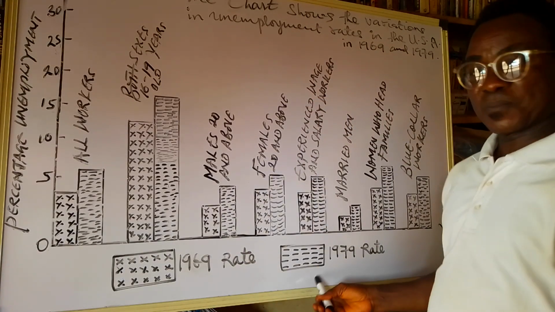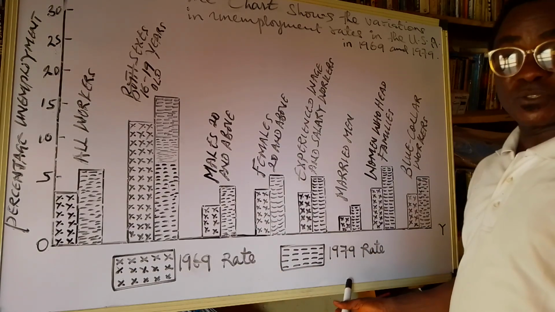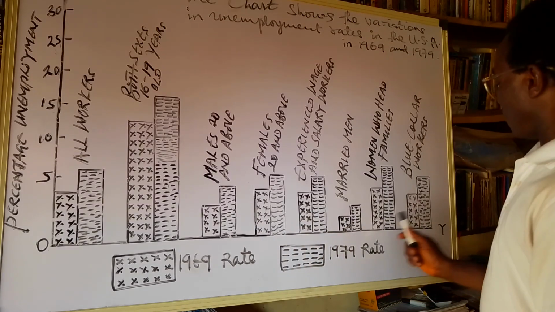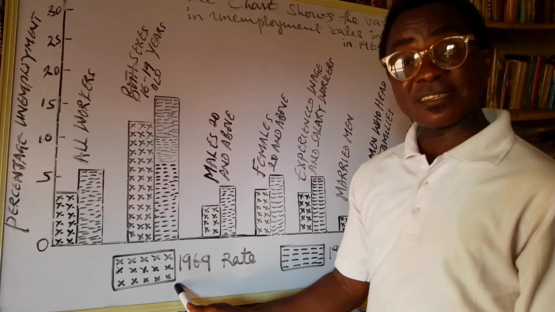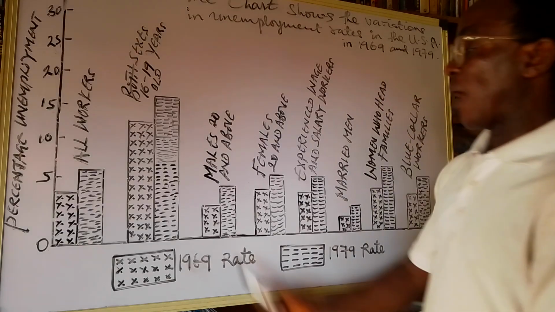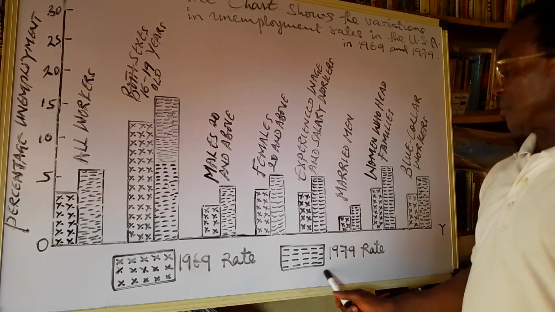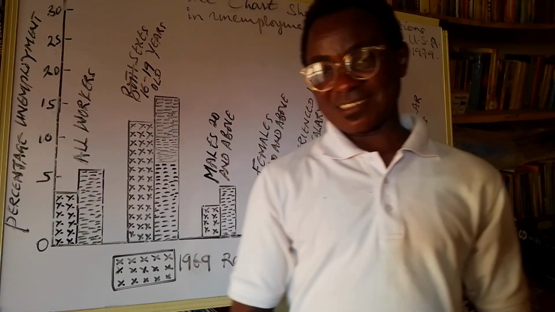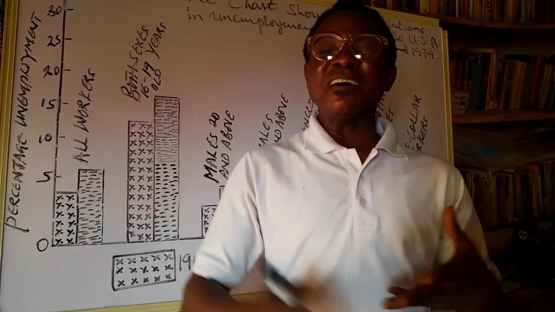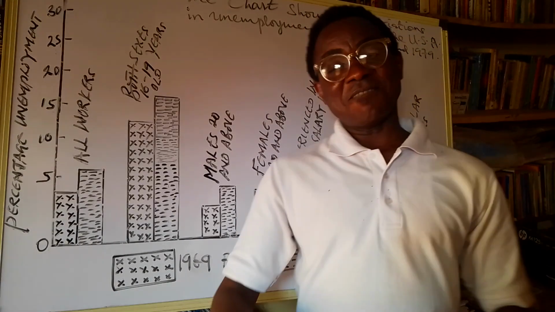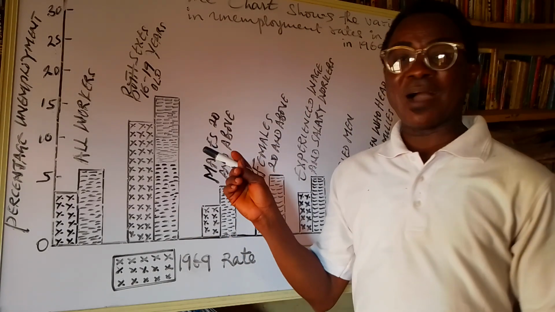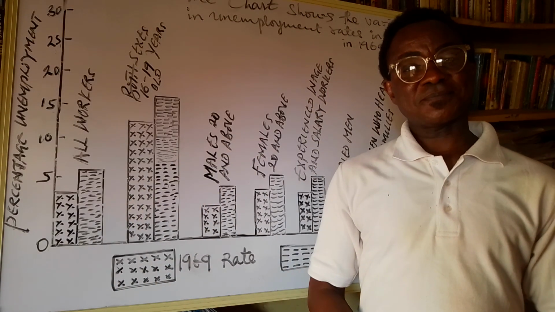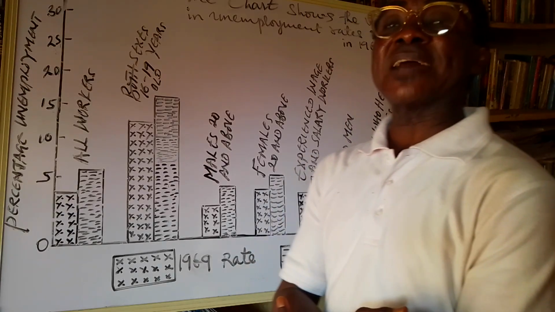As you can see from the key to the chart, the first bar of each group represents the 1969 rates, while the second bar of each group represents the 1979 rates. The bars differ in size, and the differences in size represent differences in values. So a longer bar represents more values than a shorter bar, as the case may be. Now let's take a look at the groups that these bars represent.